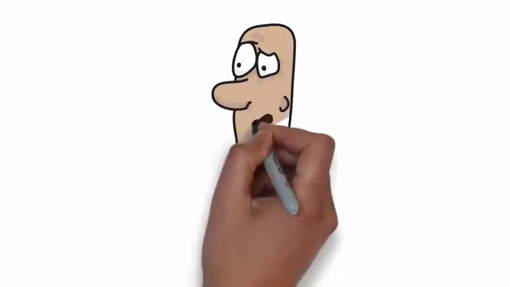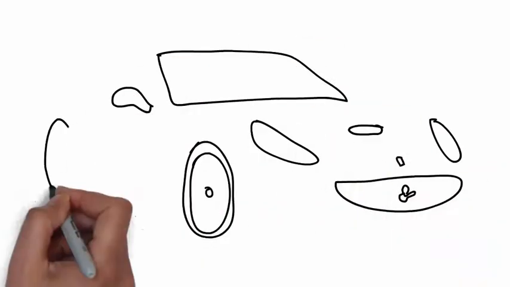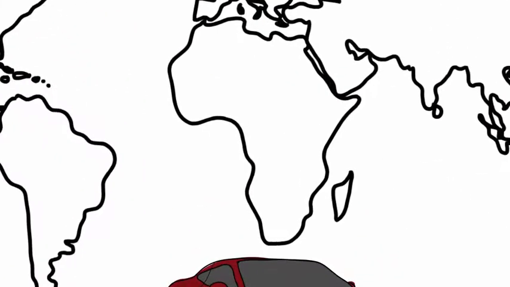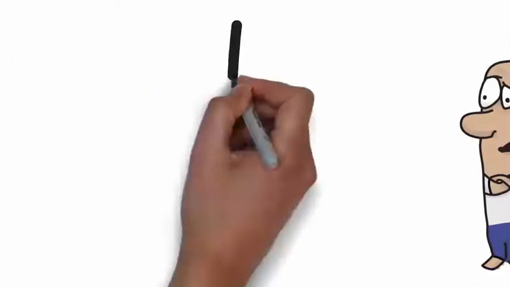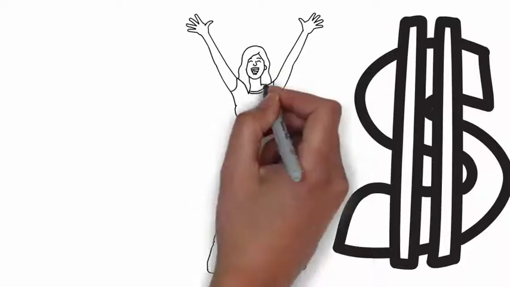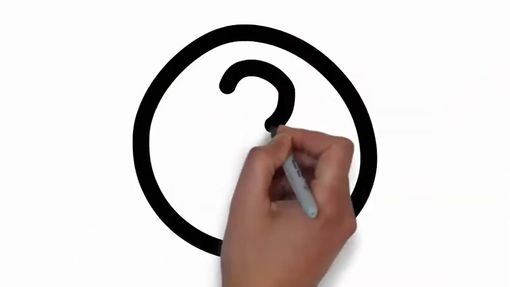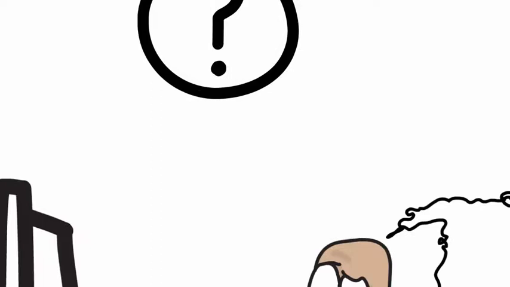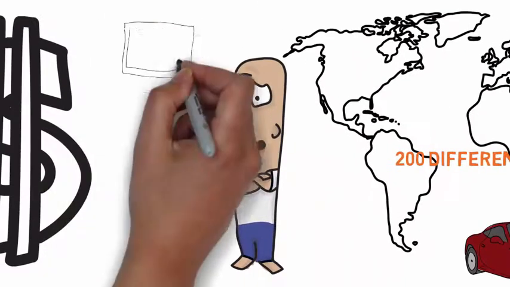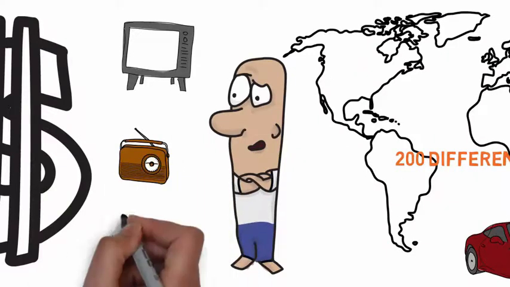Imagine that you're the marketing head of a company selling cars, and hopefully they're not Volkswagen, all over the world in 200 different locations. Now, the company allocates a huge marketing budget to you, which you hopefully spend on advertising. Now, the question that you face is, how much should you be spending on the three available options, which are television, radio, and newspaper?